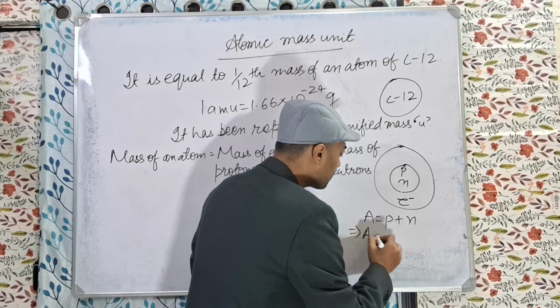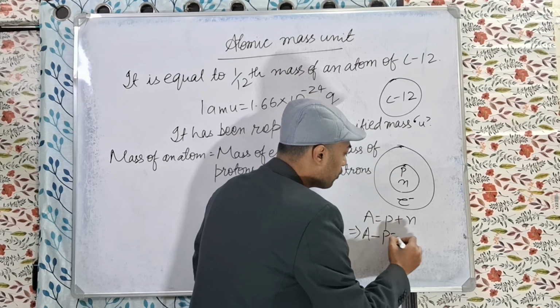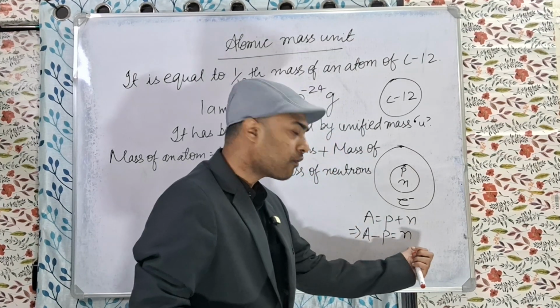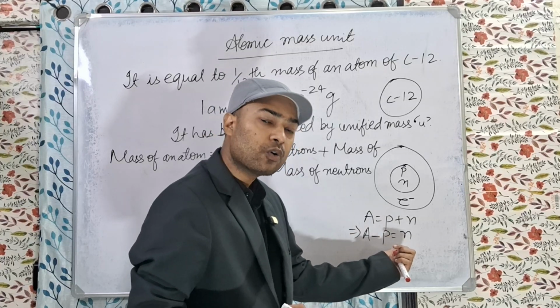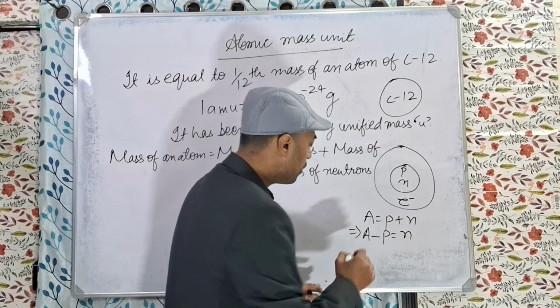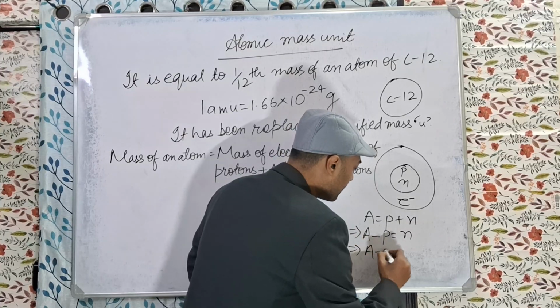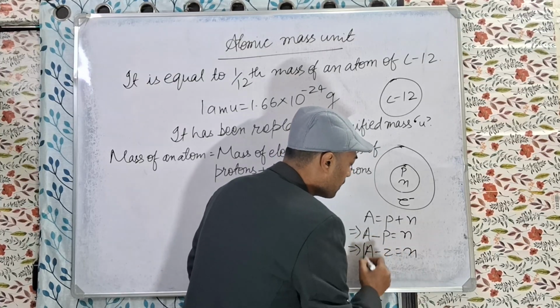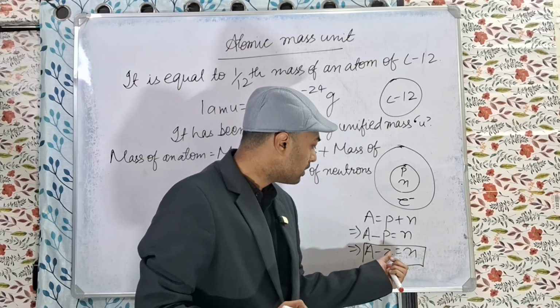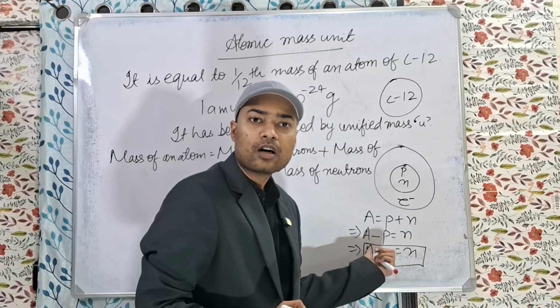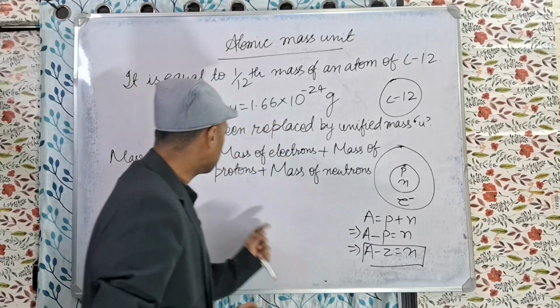So if we subtract the number of protons from the mass number, we can get the number of neutrons, and we know that the number of protons is equal to the atomic number. So this is A minus Z is equal to N. That means the number of neutrons is equal to the atomic number subtracted from the mass number.